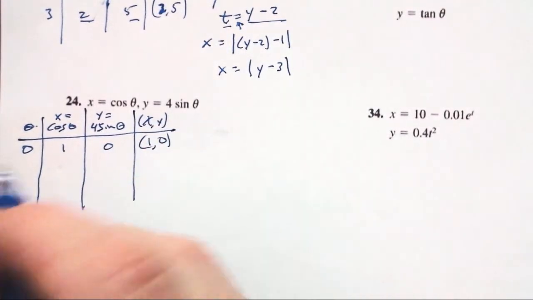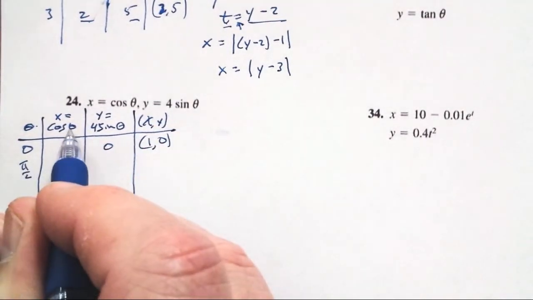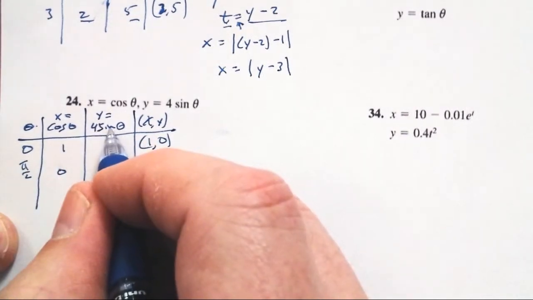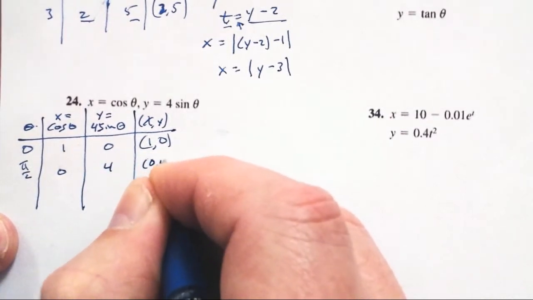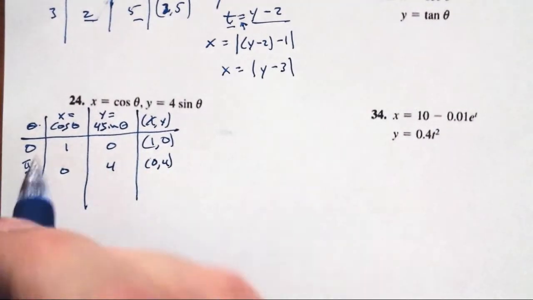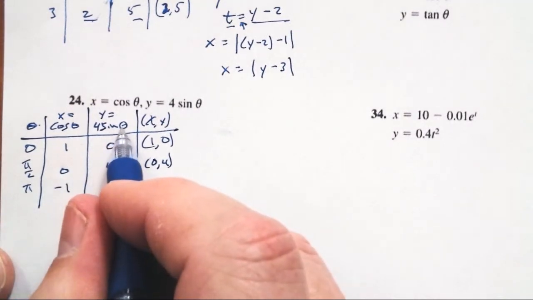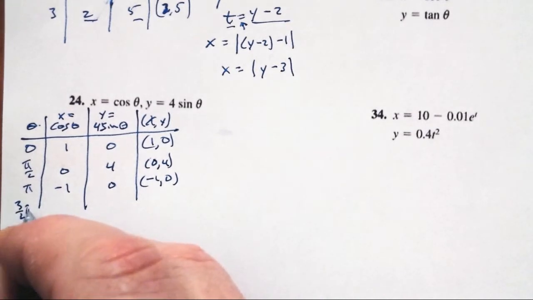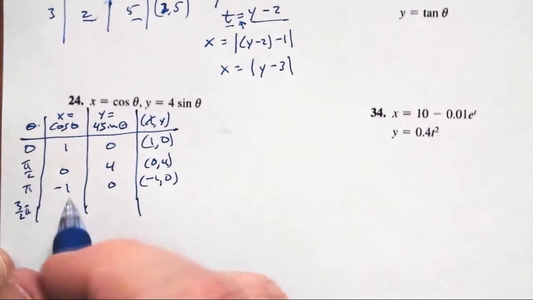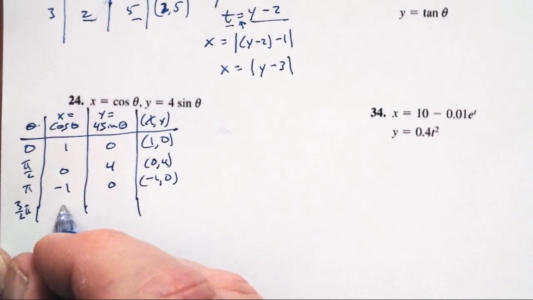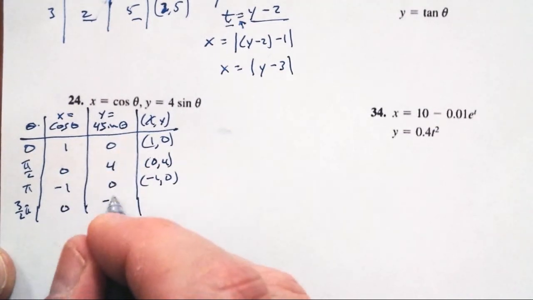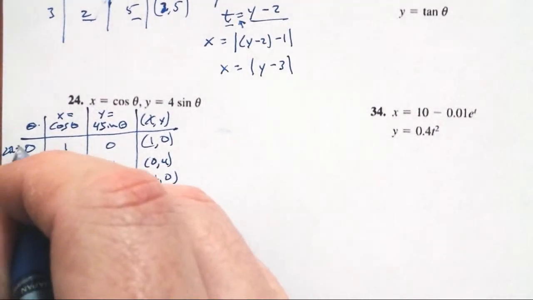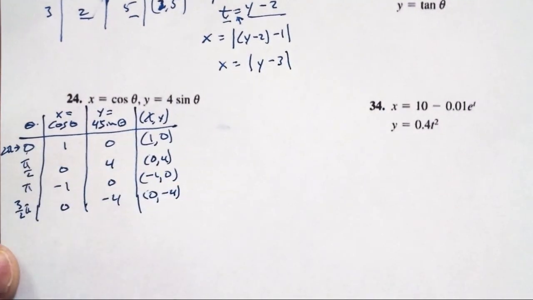So 1, 0. Pi on 2: cosine of pi on 2 is 0, sine of pi on 2 is 1, times 4 is 4, so 0, 4. Cosine of pi is negative 1, sine of pi is 0, times 4 is 0, so negative 1, 0. And 3 halves pi: cosine of 3 halves pi is 0, sine of 3 halves pi is negative 1, times 4 is negative 4, so 0, negative 4. And by the time I get around to 2 pi, I'm back to the same as 0.